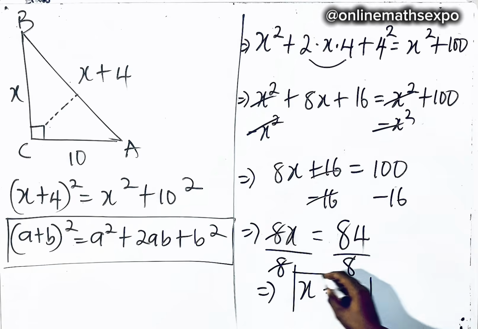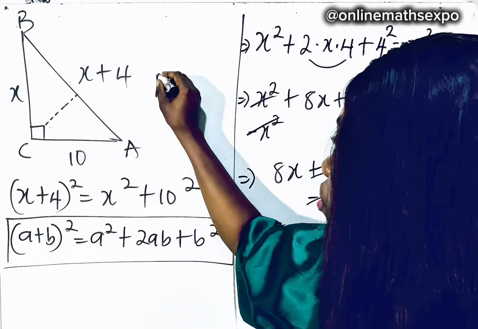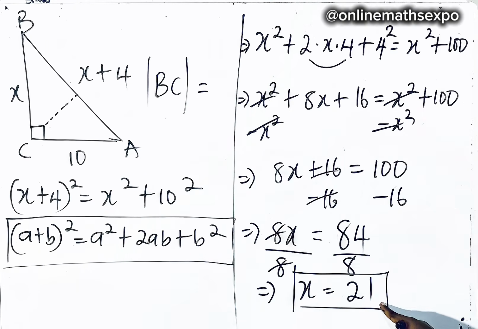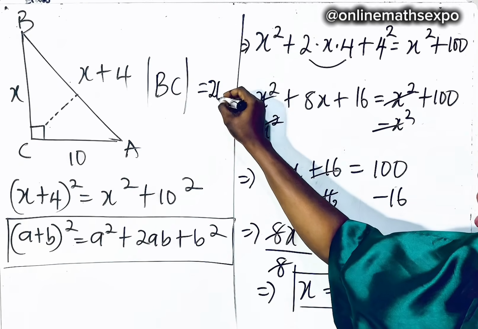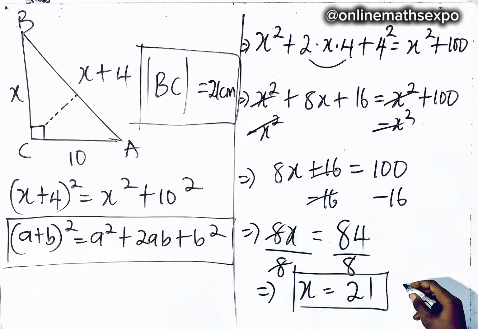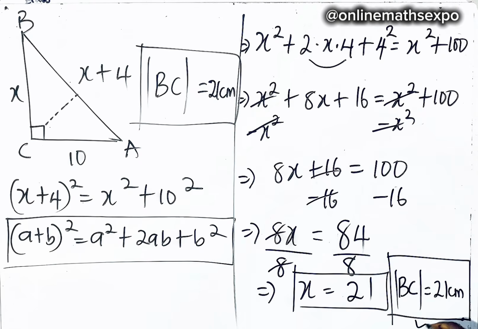So the value of x is 21. And we said that x is length BC. So it means that length BC from the question is given as 21 centimeters. So let's bring it here. We have length BC is equal to 21 centimeters. And that is our answer.